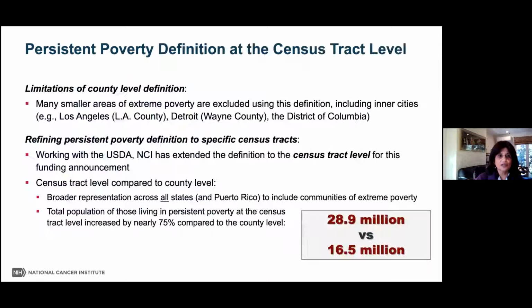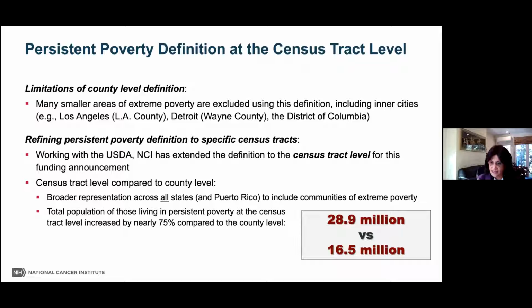So one of the first agendas we got into was looking at the definition at a county level. You cannot do an intervention at a county level. It's impossible. So many smaller areas of extreme poverty are excluded, like the District of Columbia is excluded completely because it's one county. So we worked with Tracy Farragon at the USDA, who defines persistent poverty for the US.